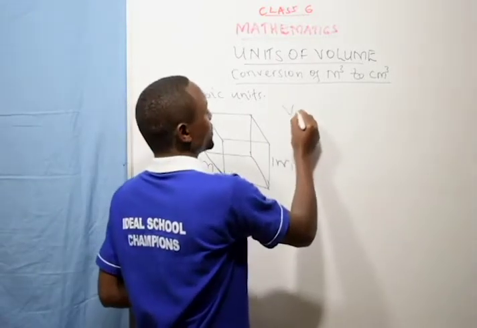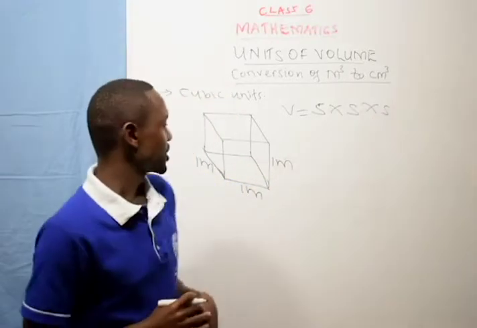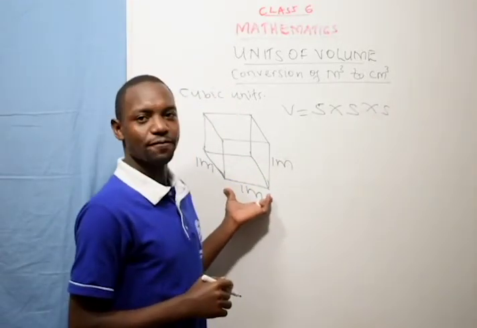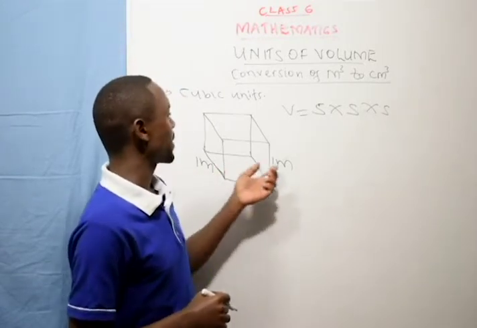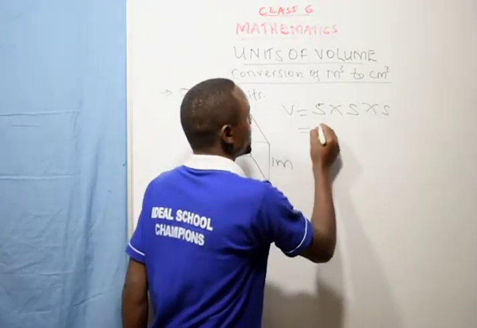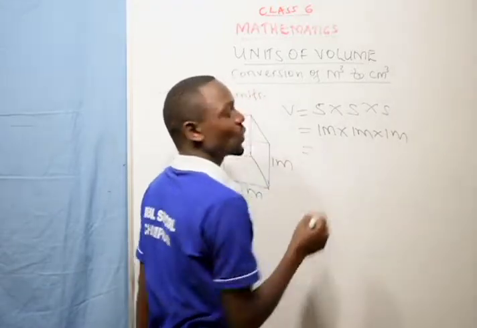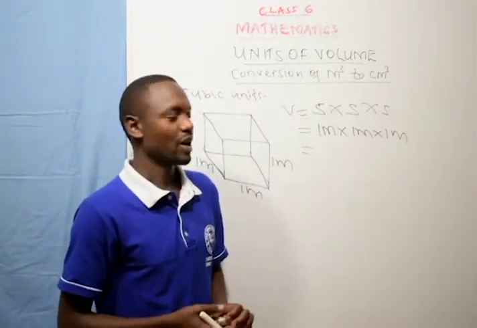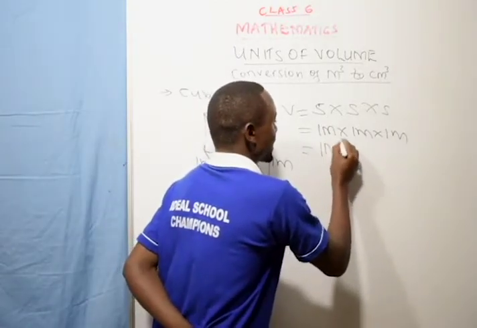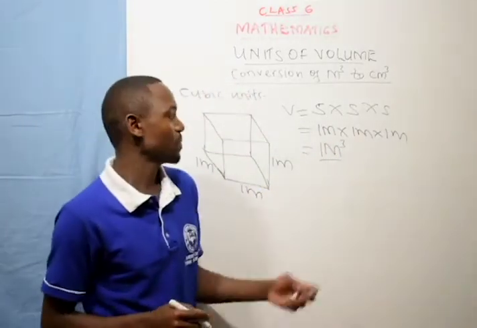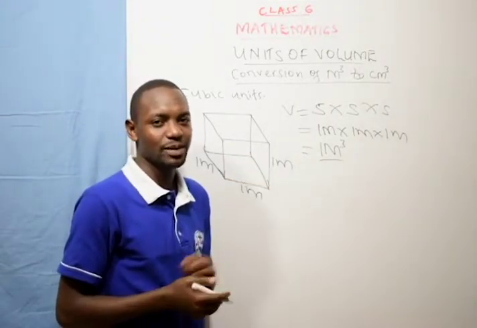We say that volume is given by side times side times side. So in our case, this cube has a side of 1 meter by 1 meter by 1 meter. So its volume will be 1 meter times 1 meter times 1 meter, which is 1 times 1 times 1, which is 1. So the volume of this cube will be 1 cubic meter. Is it possible to get the volume of this cube in centimeters?